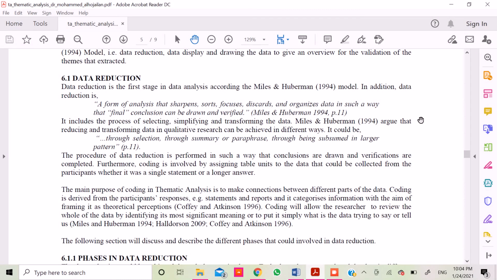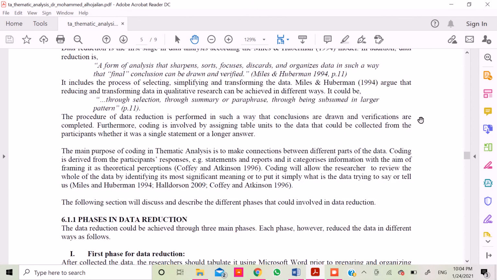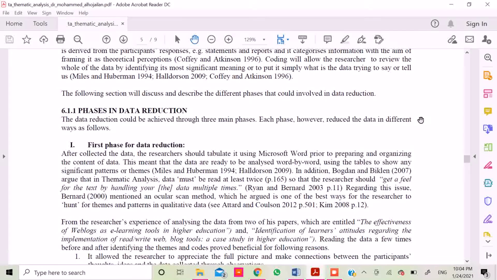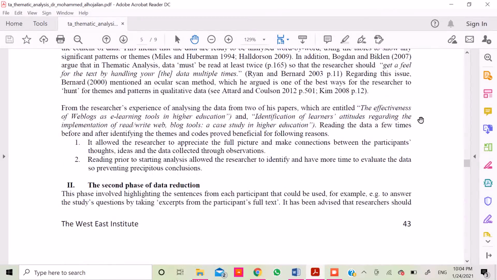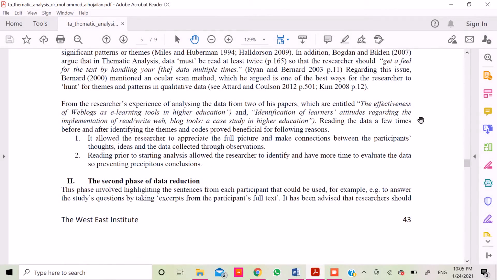Even data reduction has been explained comprehensively, and within this paper there are 3 steps in data reduction, but I do not want to go into the detail of that, so just consider it one, which is data reduction, and that's it.